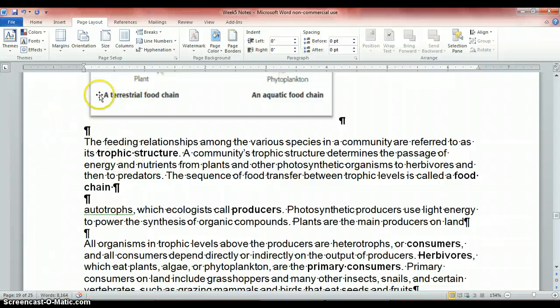I would also stick in there the decomposers, which would be off on this side, but it makes me happy. So autotrophs, which ecologists call producers, this is a photosynthetic producer, use light energy to power the synthesis of organic compounds. If you're underwater, especially in the deep ocean, you're going to have a different type of producer. It may not necessarily use photosynthesis, but it's producing its own personal food. Same concept, right?